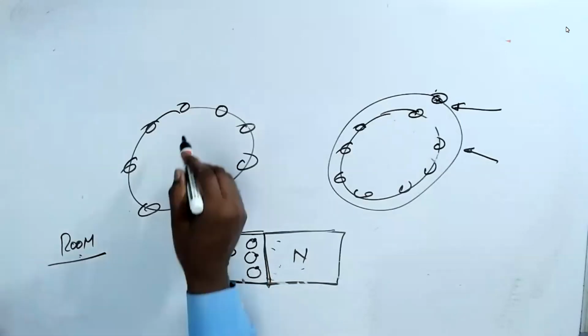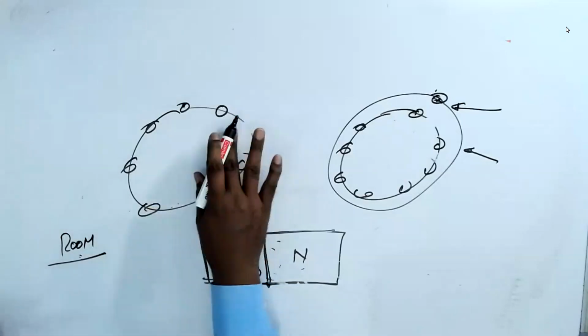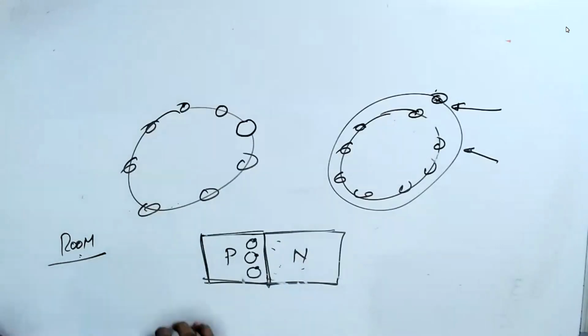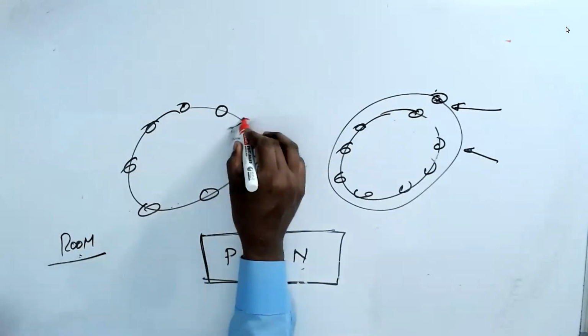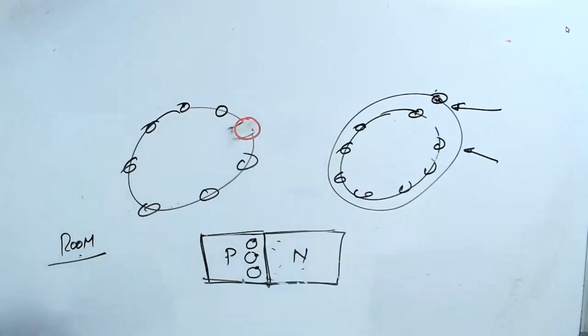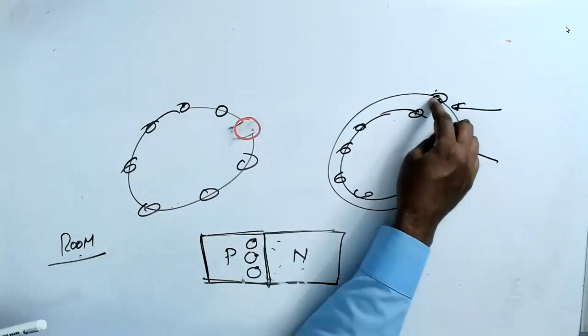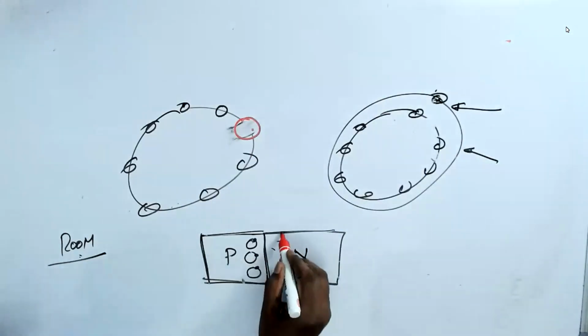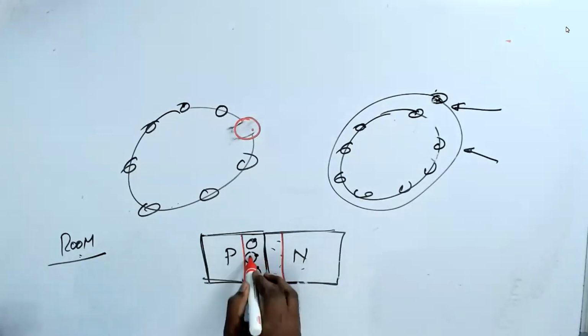Please understand. This guy is having a hole because only 7 are there. That means there's a space for 1 electron to get in. And this guy is having 1 electron away. But even though they come closer, this guy cannot go. That requires some energy.